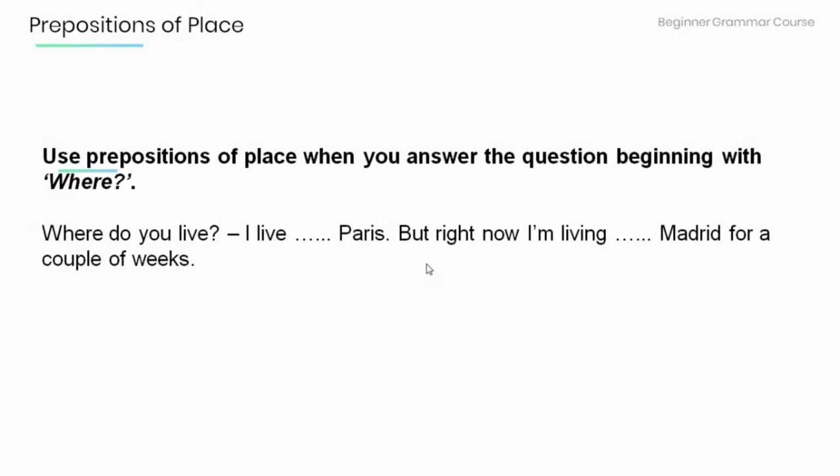Now, let's review the use of prepositions of place and practice a bit. Remember that we use prepositions of place when you answer the question beginning with where. Now, read the following dialogue and fill in the blanks using the appropriate prepositions of place.